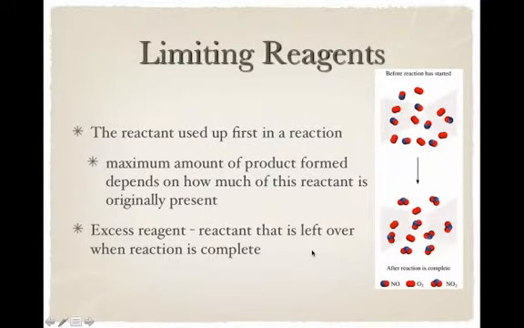Okay, limiting reagents. So usually in a reaction, you have a limiting reactant and you have an excess reactant. Now, reactants and reagents, they're interchangeable. They mean the same thing. I usually use the reactant. So the limiting reactant is the reactant that would be used up first. It's limiting the amount of product, because once that reactant is used up, the reaction stops and you can't produce any more product. So it's limiting the amount of product that you can produce.